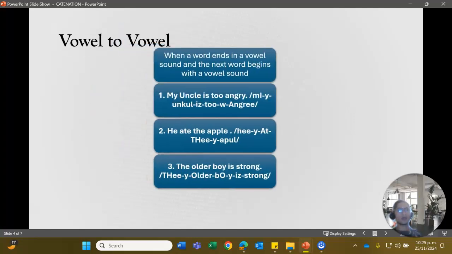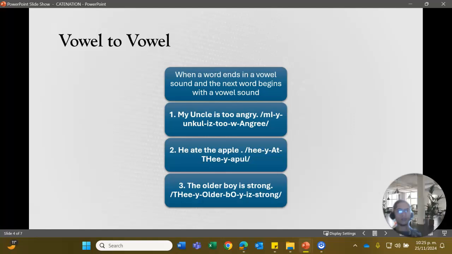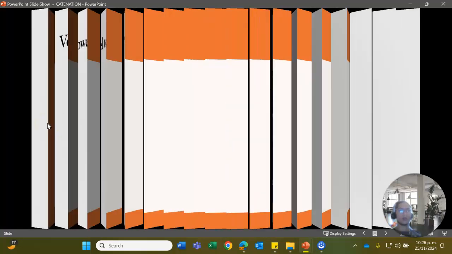The second rule is vowel to vowel. When a word ends in a vowel sound and the next word begins with a vowel sound, you can link the two sounds. For example, "my uncle is too angry." My uncle, my uncle is too hungry. Or for example, with the second one, "he ate the apple." He ate the apple. So this is a way that you can do it.